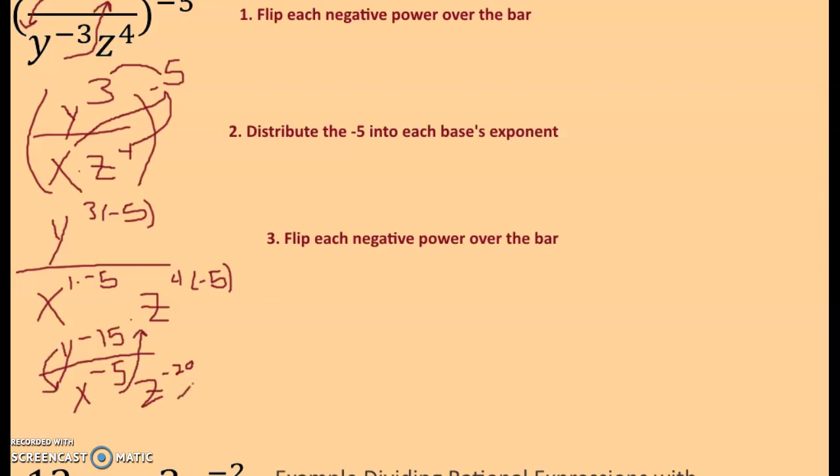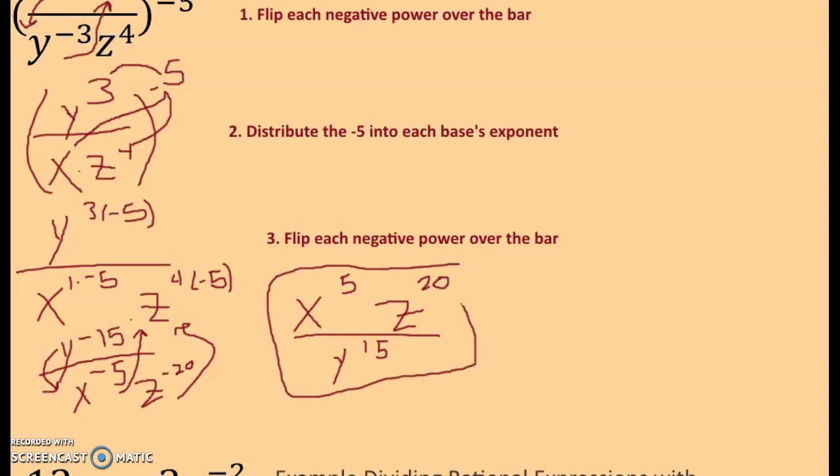The x goes at the top. The z goes at the top. So in the numerator we have x to the 5th power times z to the 20th power all over y to the 15th power. All the bases have been simplified. You can't simplify it anymore because all the exponents are positive. There's no fractions to simplify, and each of the bases cannot be simplified further because they are different.